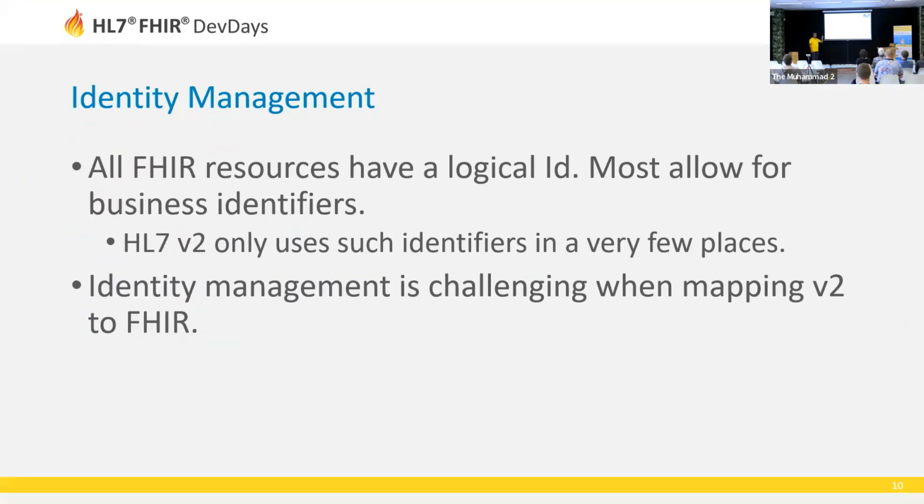So identity management turns out to be one of the main problems here. How am I sure that I'm updating the right FHIR resource or deleting the right FHIR resource? And that turns out to be a real problem, because in FHIR, as you know, all resources have a logical identifier. And then you start looking at version 2 and you go like, oh, do we have an equivalent for a logical identifier? Do we actually have one somewhere?